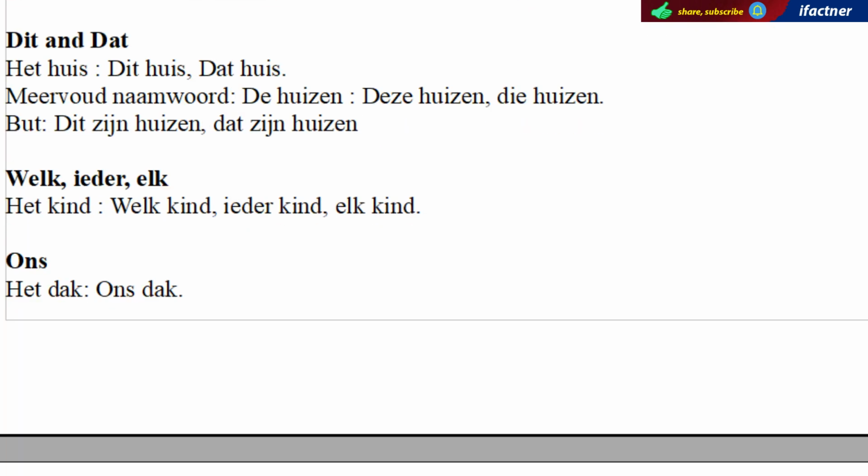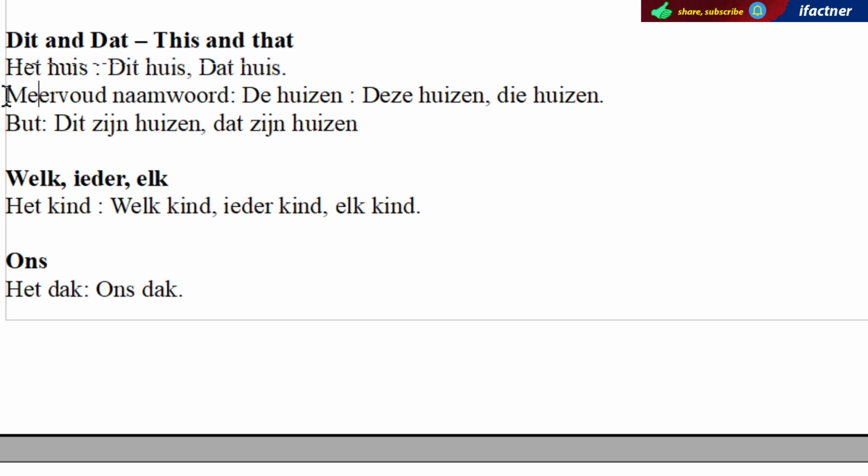For the het woorden, we use dit and dat for this and that. For example, het huis, to refer to a house in a sentence, we will use dit huis of dat huis. Dit huis is van mij. This is my house. Dat huis is van hem. That is his house.